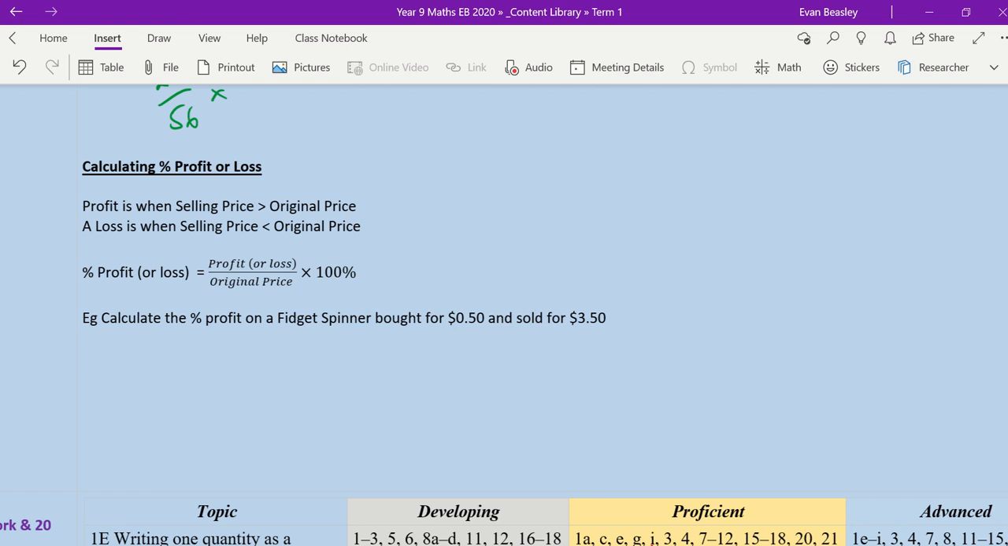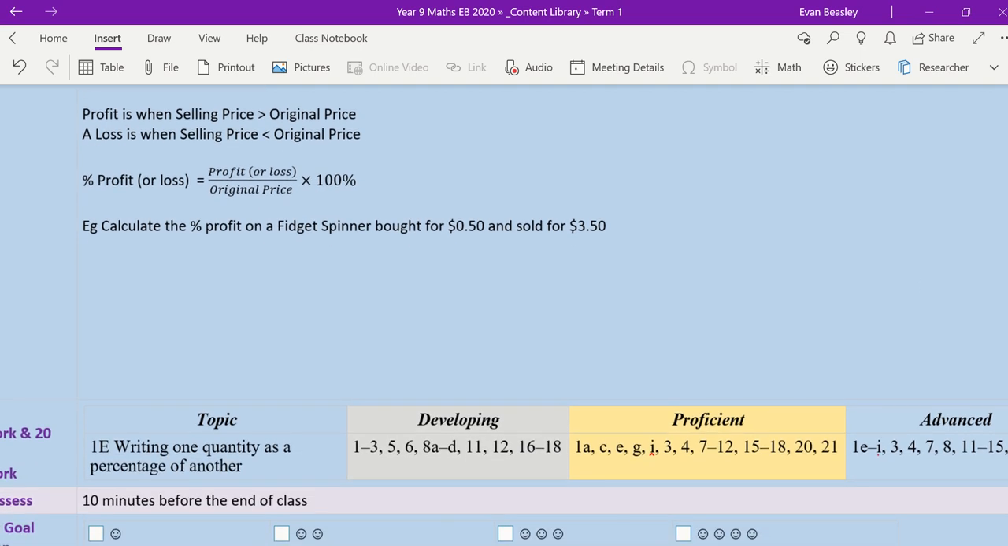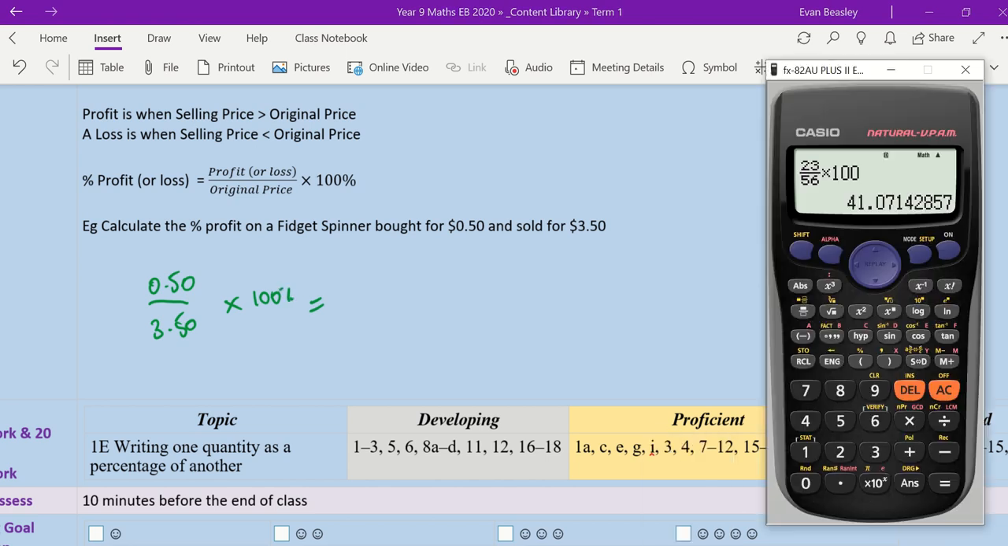Okay, so let's have a look at the percentage profit on a fidget spinner bought for 50 cents, they're probably not even that, and then sold for $3.50. That's probably what we used to buy them for. So we're writing the first part as a portion of the second, and then we're multiplying by 100 to turn it into a percentage. So I will put that percentage sign in there.